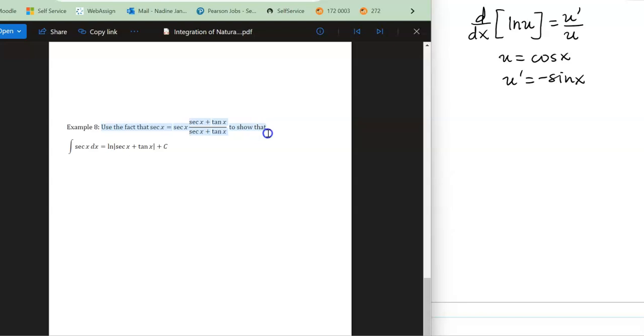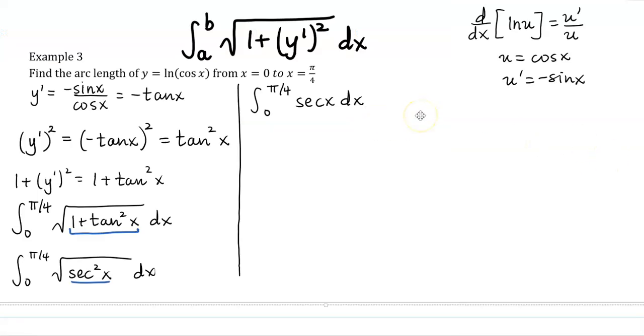the fact that blah, blah, blah to show that secant x is equal to that. So the integral of secant x is equal to natural log of the absolute value of secant x plus tan x plus c, an integration rule that we will know and use now because we are now integrating secant. So the integral of secant is natural log of the absolute value of secant x plus tan x. And we will evaluate this from 0 to pi over 4.